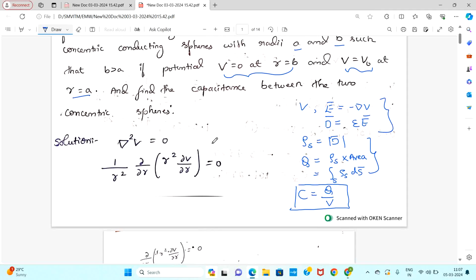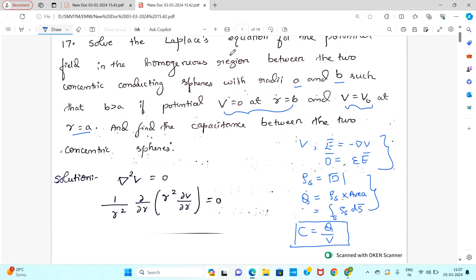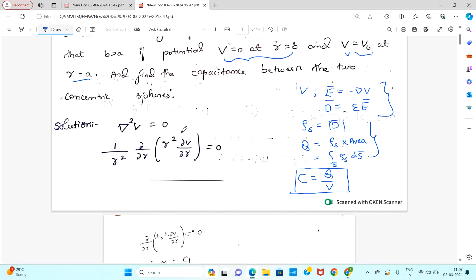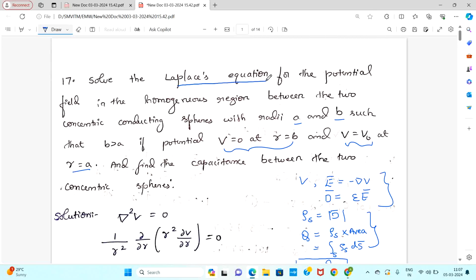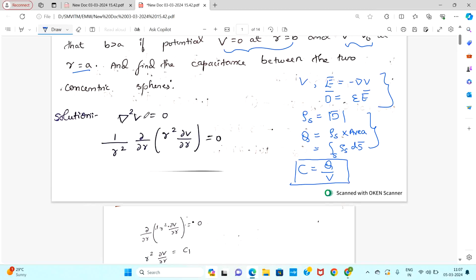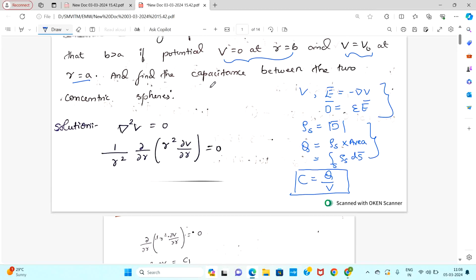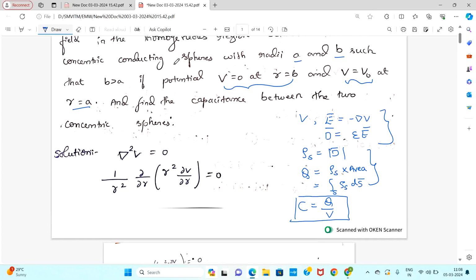Okay. So as I told you, the starting part is same as the previous problems. Depending upon the data given, choose either Laplace equation or Poisson's equation. Here clearly they've given Laplace equation. So we start with del square V equal to 0. And the medium that is given is spheres, conducting spheres, which means it is spherical coordinate system.